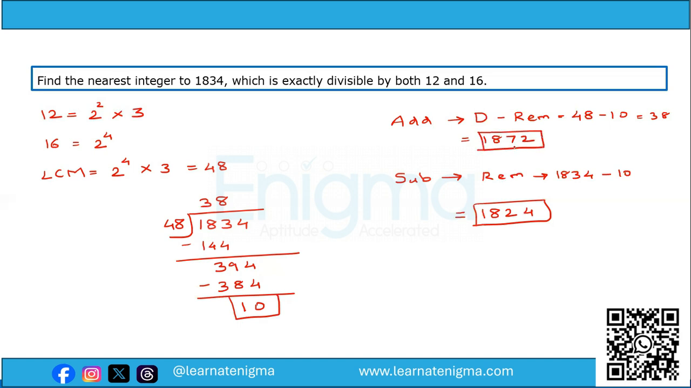So these are the two nearest multiples of both 12 and 16. But out of these two, you can find that 1824 is nearer to 1834 than 1872. So therefore, the answer will be 1824.